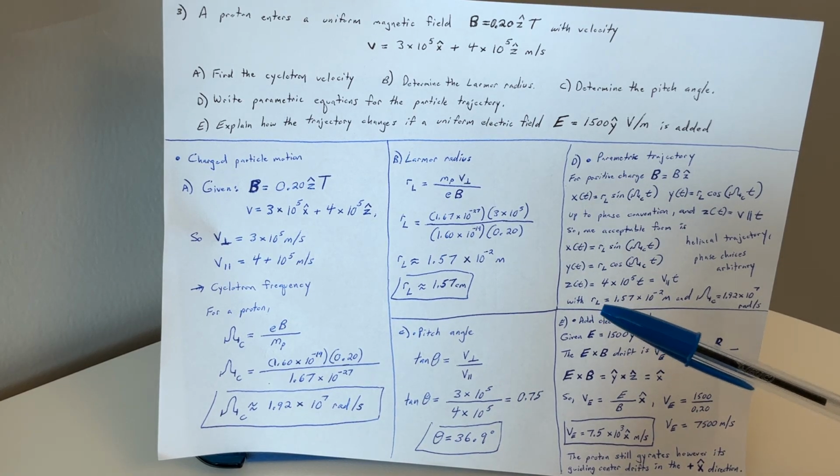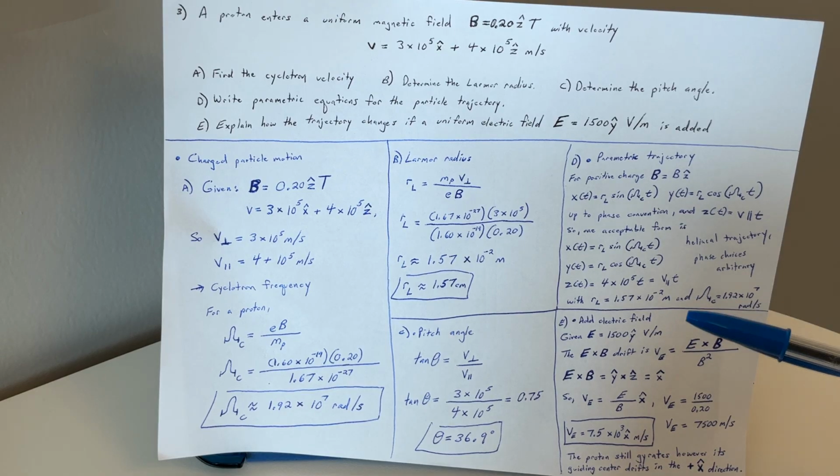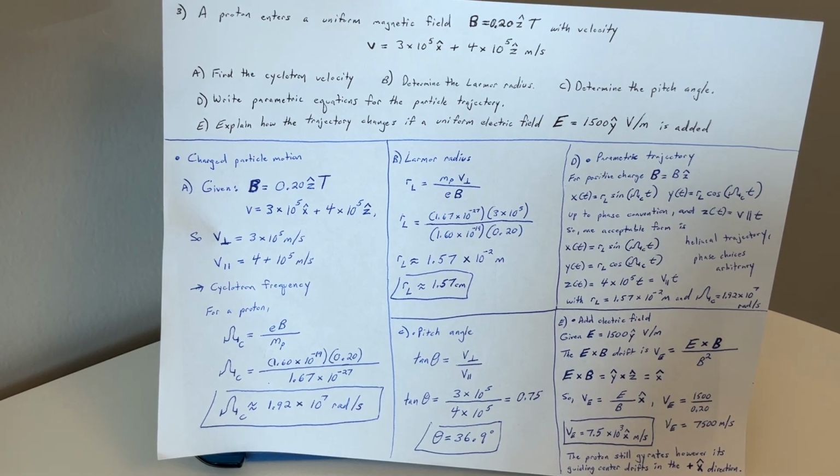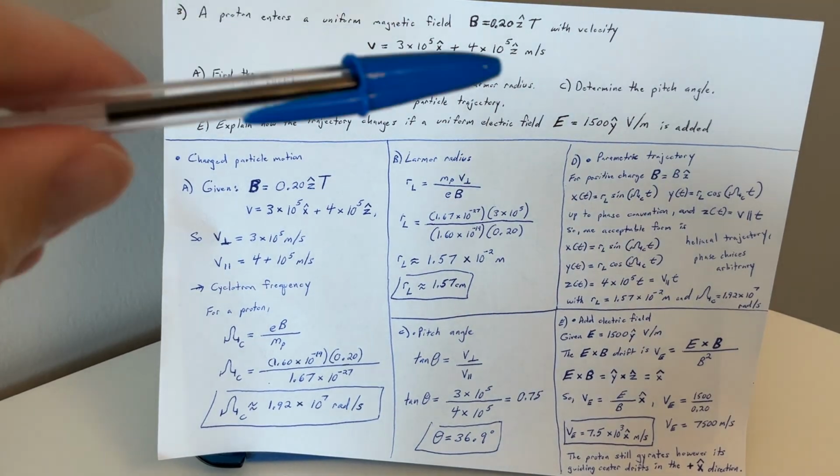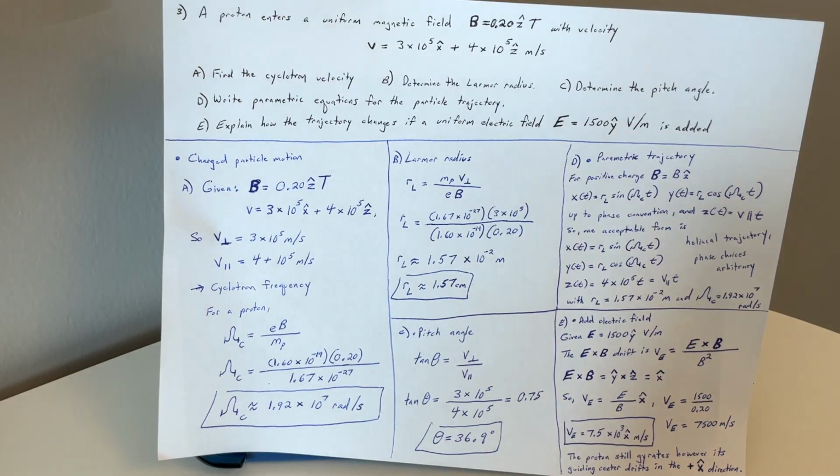And just here, R_L is 1.57 times 10 to the negative 2 meters, and our omega_c is 1.92 times 10 to the 7th radians per second. Okay, so that was from parts A and B. And letter E, let's see here: explain how the trajectory changes if a uniform electric field E equals 1500 Y hat volts per meter is added.